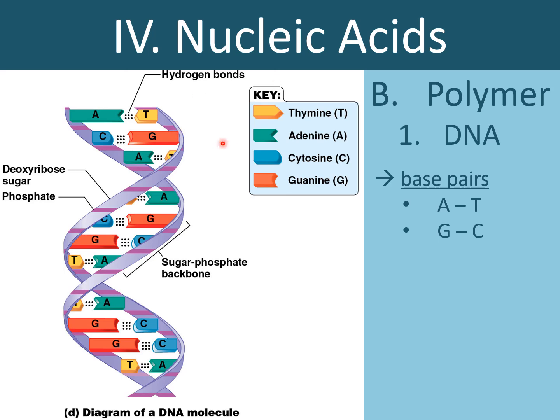Within a single strand, the nucleotides are linked together so that the phosphate of one nucleotide is linked to the sugar of the neighboring nucleotide. This repeats, and the resulting structure is known as the sugar-phosphate backbone.